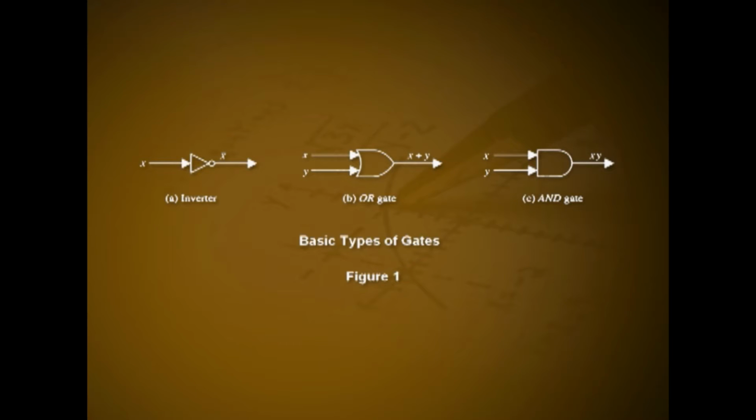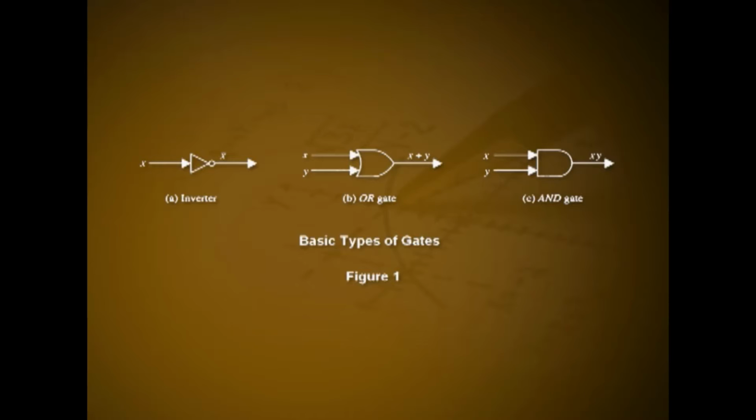The next type of element we will use is the OR gate. The inputs to this gate are the values of two or more Boolean variables. The output is the Boolean sum of their values. The symbol used for an OR gate is shown in figure 1b. The third type of element we will use is the AND gate. The inputs to this gate are the values of two or more Boolean variables. The output is the Boolean product of their values. The symbol used for an AND gate is shown in figure 1c.